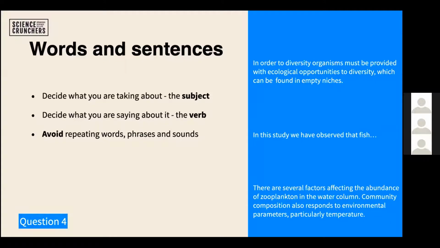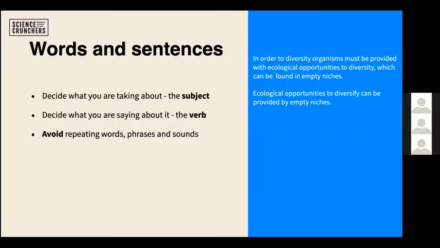In terms of the previous two sentences, the example I want to show is that we can write things more simply, and we can say exactly the same idea by turning the sentence around and starting by saying, ecological opportunities to diversify can be provided by empty niches. And what you see here is that the idea comes first. So what really matters is what drives diversity, which is caused by the ecological opportunities to diversify, which lastly can be provided by empty niches.